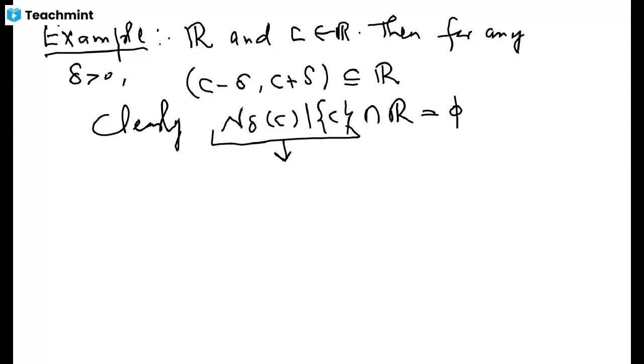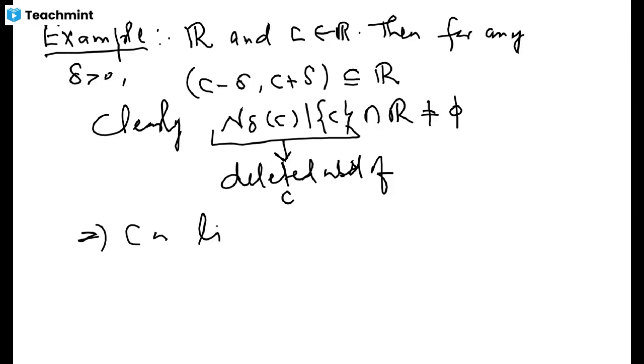This set from where we are taking out C is also known as a deleted neighborhood of C, as C is removed from this neighborhood. This is a subset of R, hence it has a non-empty intersection with R, and this implies by the definition that C is a limit point of R. C was an arbitrary real number, and that means R is a set in which every element is a limit point of it.